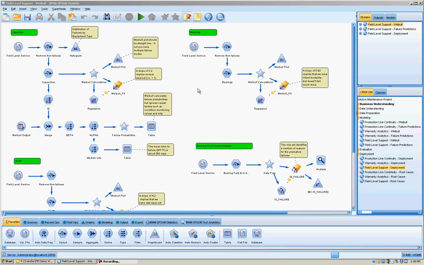Let's take a look at the SPSS analytics that are driving this solution. We'll start with Weibull analysis, which will help us explore our data and better understand the failure modes we're experiencing. So we have experienced three types of failures: capacitor failures, shaft failures, and bearing failures. Through Weibull, we can better understand what the failure mode is for each of these three equipment types.